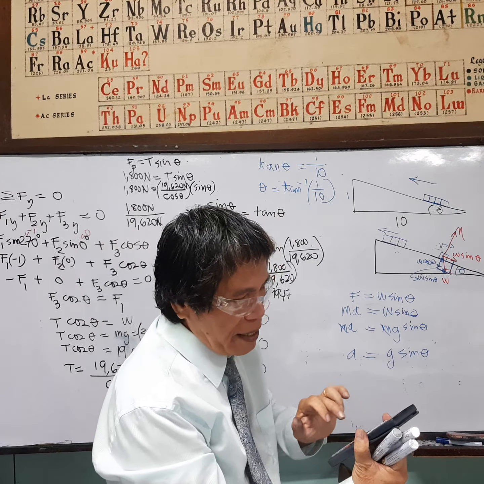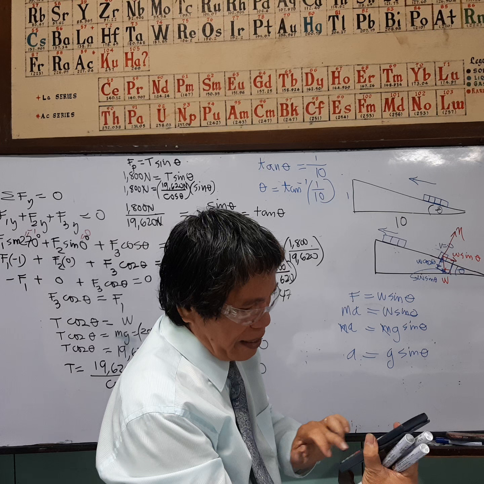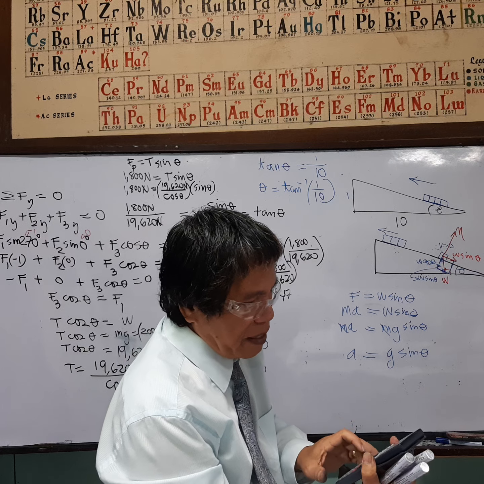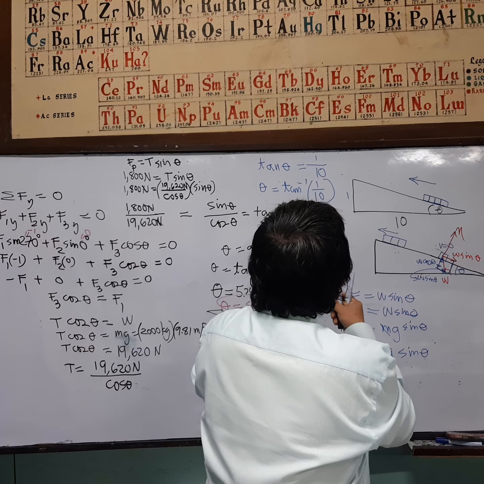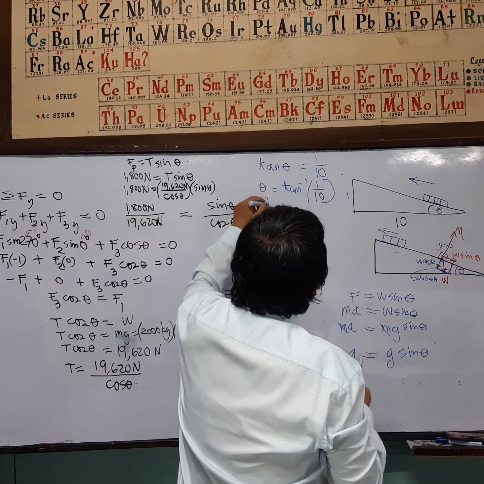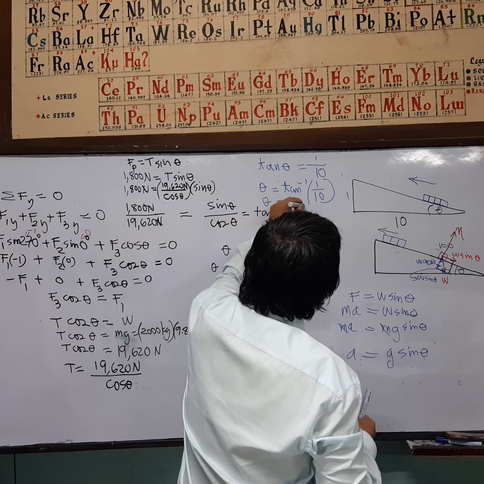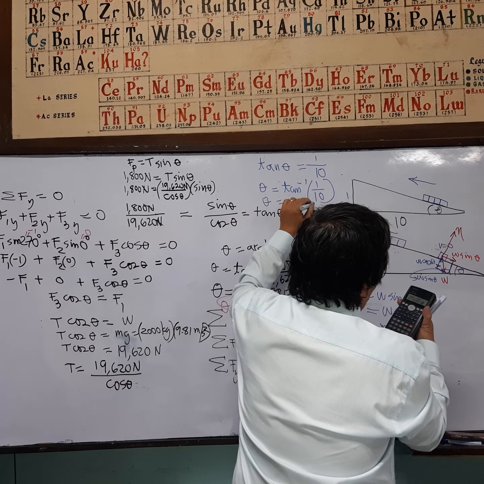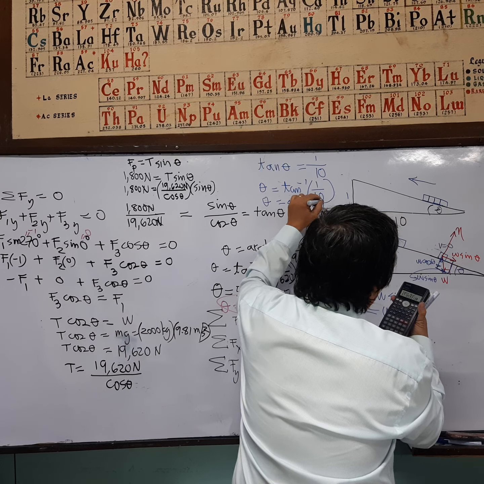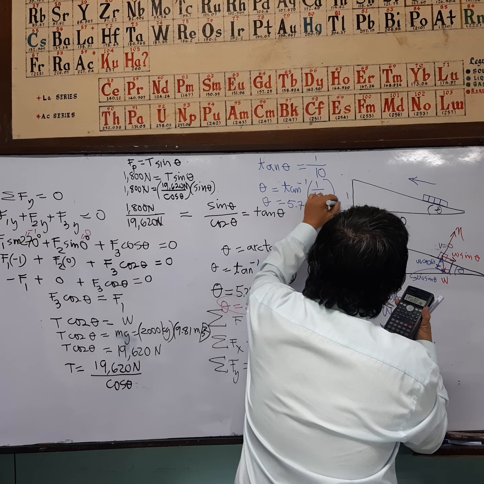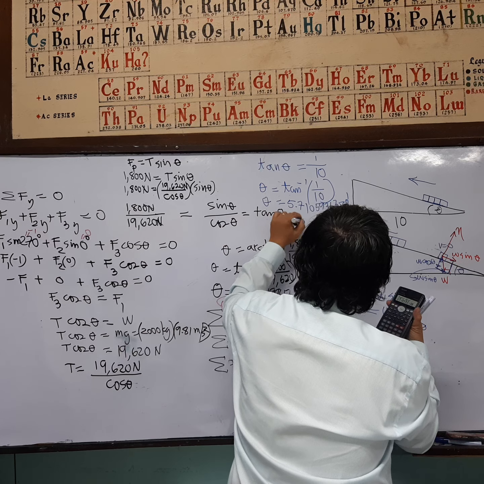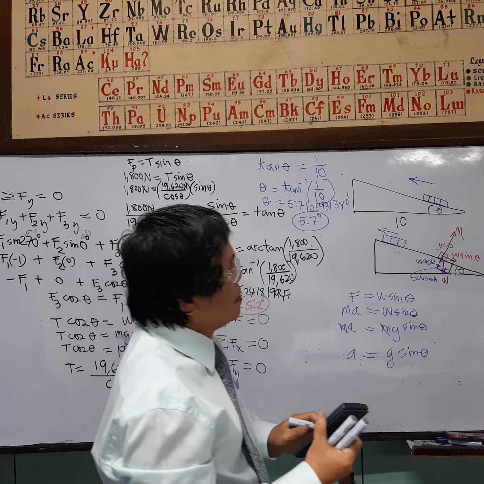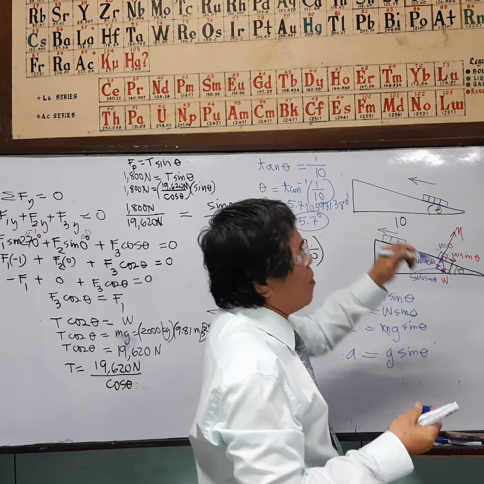So 1 divided by 10, then inverse tan, equals 5.7. Theta equals 5.71. I will just have 5.9, 3, 1, 3, 8 degrees. Or we can just have 5.7 degrees, or 5.71, or carry all the digits there.